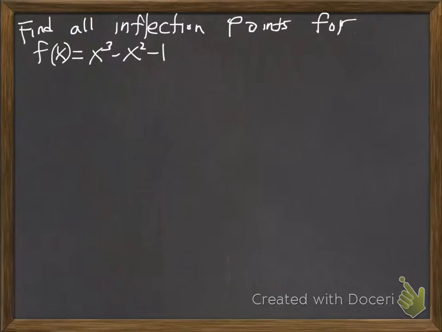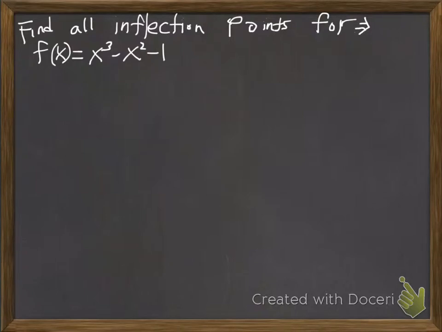This example will help you find inflection points using an analytical method. Recall that an inflection point is where a graph changes concavity, and concavity is a change in the function's derivative. So a derivative changes, meaning we're talking about the second derivative.